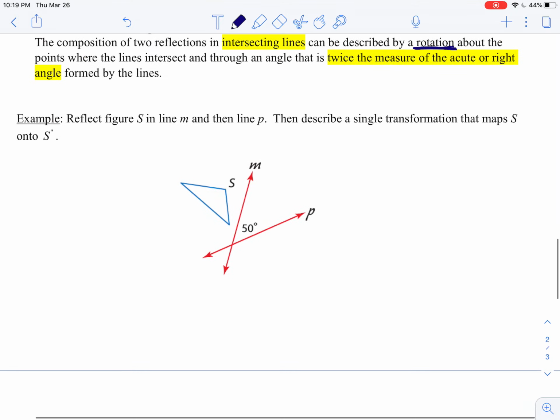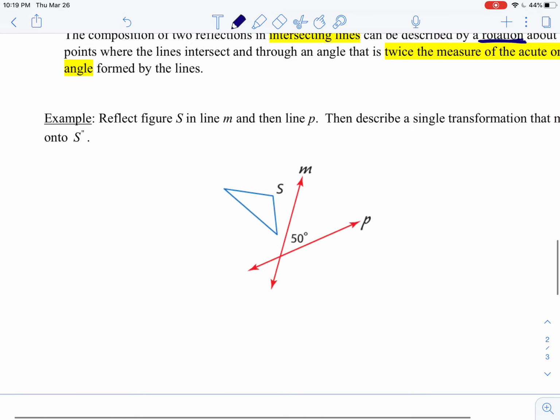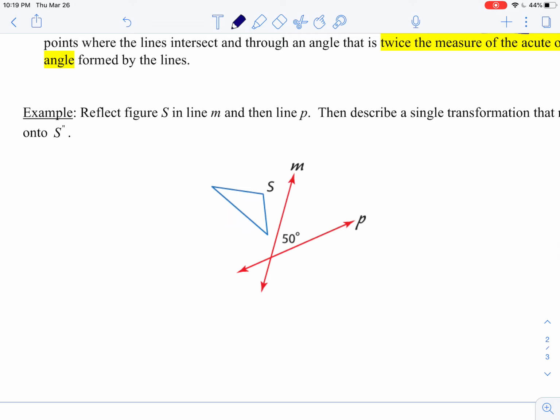The process for the last question is going to be very similar to the one we just did. We're going to reflect triangle S first over line M, then over line P. But because these two lines are intersecting, those composition of reflections is not going to be the same as just having slid the picture over, but instead rotating the picture. And the angle of rotation is twice the number of degrees where the two intersecting lines meet up. So let's start by trying to perform our reflections.